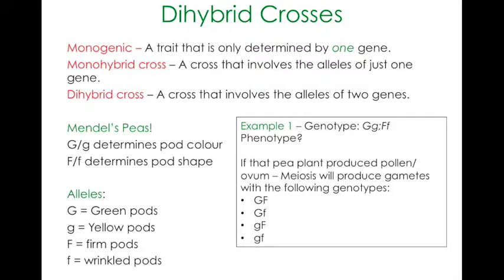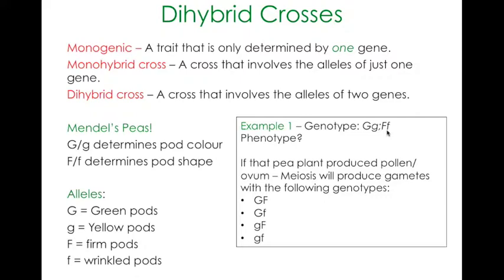Okay. Now, in example 1, let's say you pluck a particular pea plant and it has this particular genotype of capital G, lowercase g, which means it is heterozygous for pea pods, green pods, and capital F, lowercase f for firm pods. Now, the phenotype you would expect, if this was a complete dominance trait, is green, firm pods. The pods are green and they are firm.